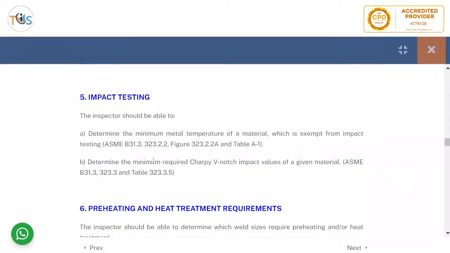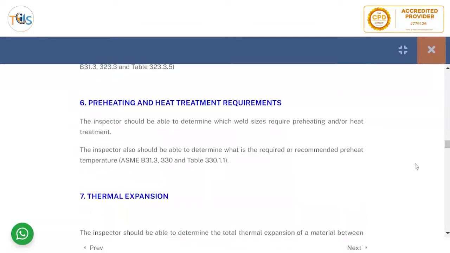Impact testing: again, there are tables, so it tells you whether you need impact testing based on the material, thickness, and operating temperature. Normally you need a set of 3 Charpy V-notch tests. And for the minimum required, you can go to table 323 for a particular material. We have explained all this in the relevant section, and during the mock exam we put practice questions.